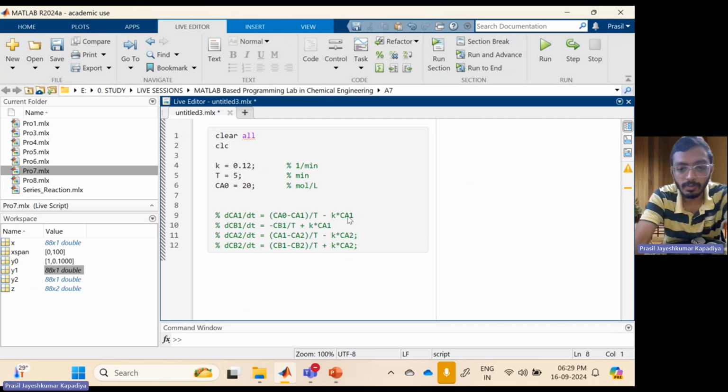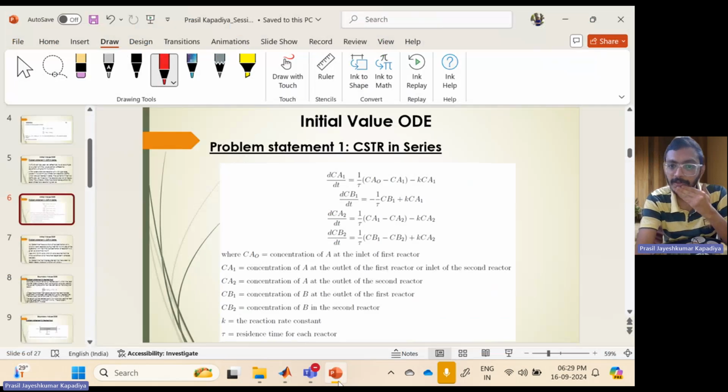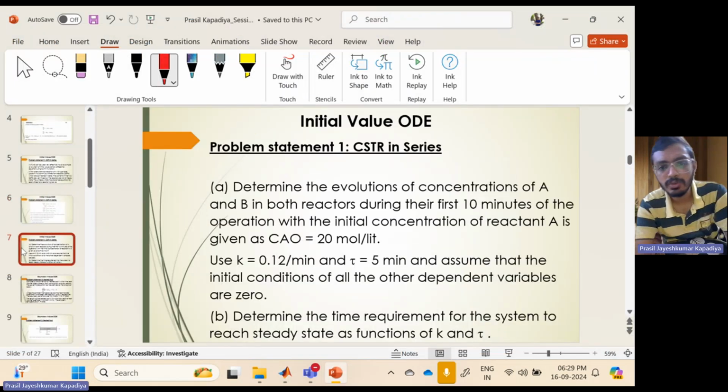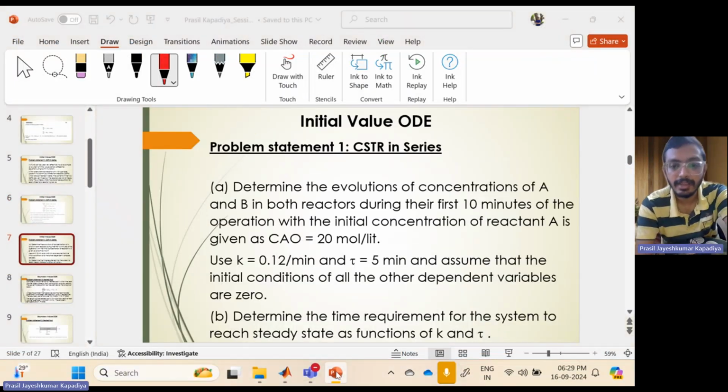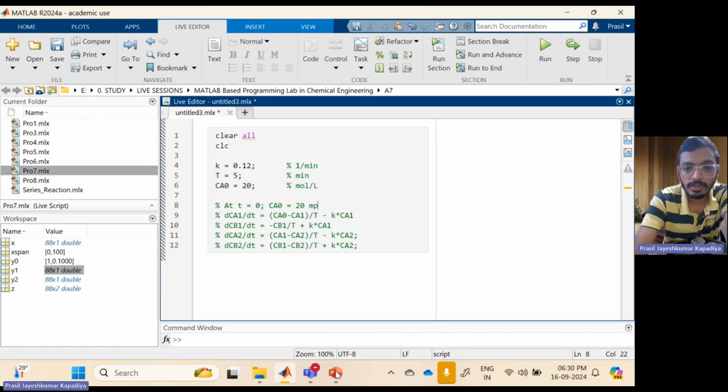What else is given to us? We are given at T equal to 0, CA0 is equal to 20 moles per liter, and CB0 is 0. And all other values also we are supposed to take.